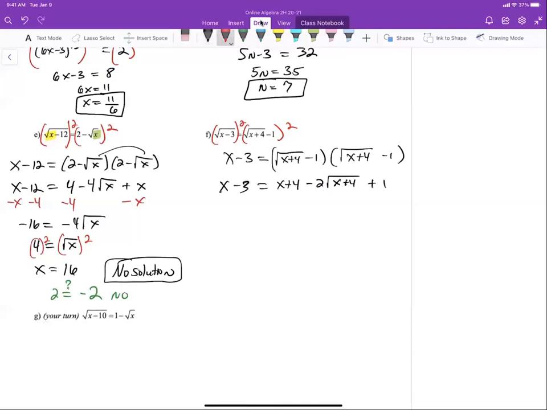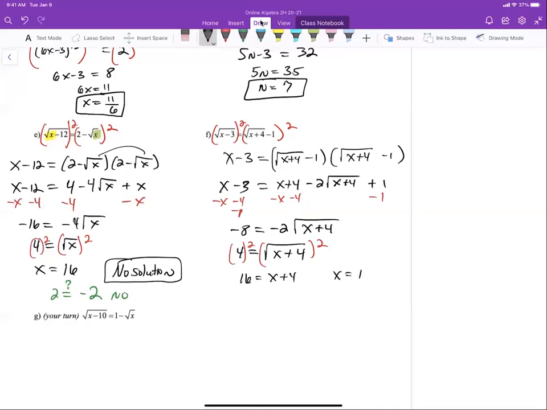Now I need to isolate the second radical. And how do I do that? I subtract x, I subtract 4, and I subtract 1. So I'm subtracting x, I'm subtracting 4, and I'm subtracting 1. And so that will simplify into negative 8 is equal to negative 2 times the square root of x plus 4. Divide both sides by negative 2, and I get a positive 4 is equal to the square root of x plus 4. I now need to square both sides of the equation to get rid of that radical, and I get 16 is equal to x plus 4, or x is equal to 12.